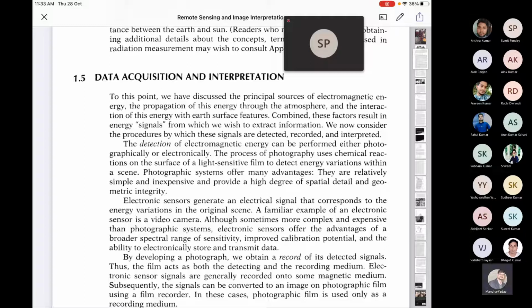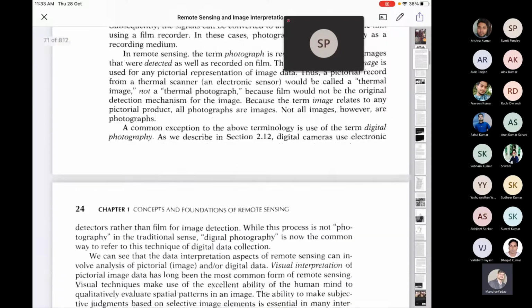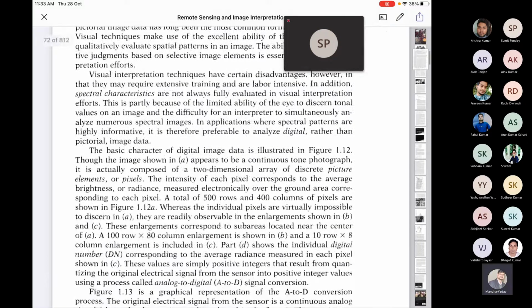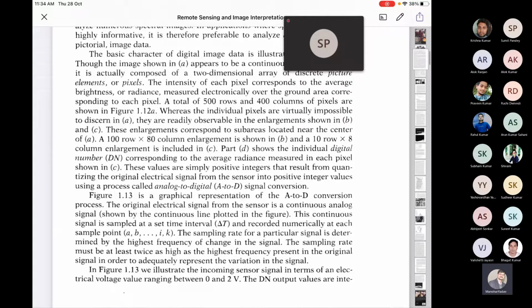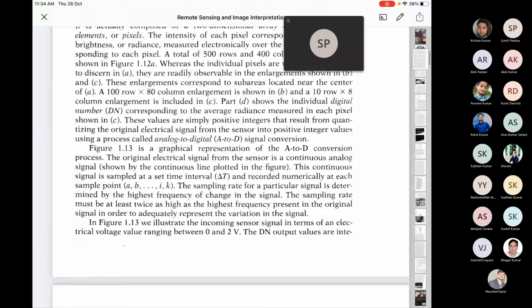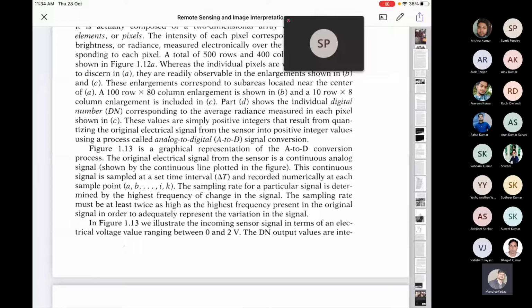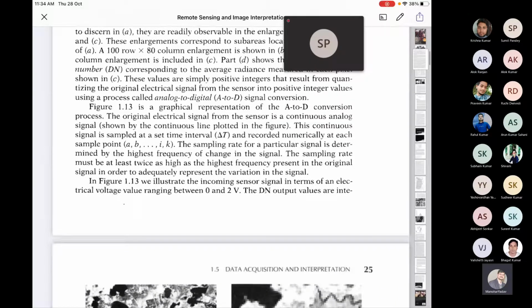So this part, data acquisition and interpretation, is a discussion on the characteristics of the image. When the image is acquired, what do you mean by pixel? What do you mean by picture element? Rows and columns. So how do we define the dimension of an image? They are defined in terms of rows and columns. And what is the representation, like what kind of information does a digital number represent? That is discussed over here. And finally, they talk about analog to digital conversion.